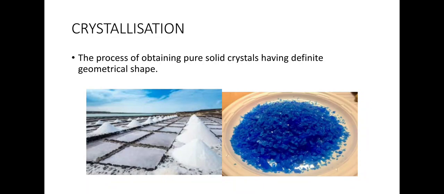So by obtaining crystals, we are able to purify certain substances. Here are some of the examples of the crystallization process. To obtain the crystals of copper sulfate, we can use the process of crystallization. We can obtain the pure salt from the seawater by this method. So this is all about your physical and chemical changes.